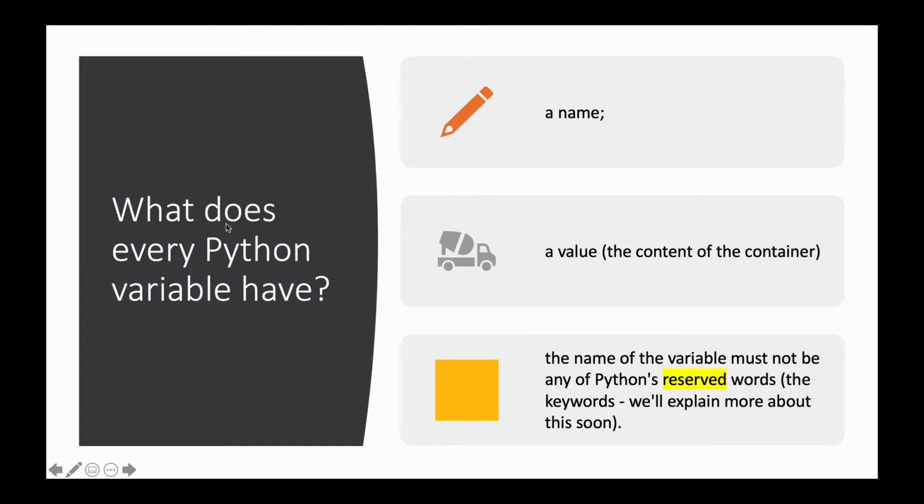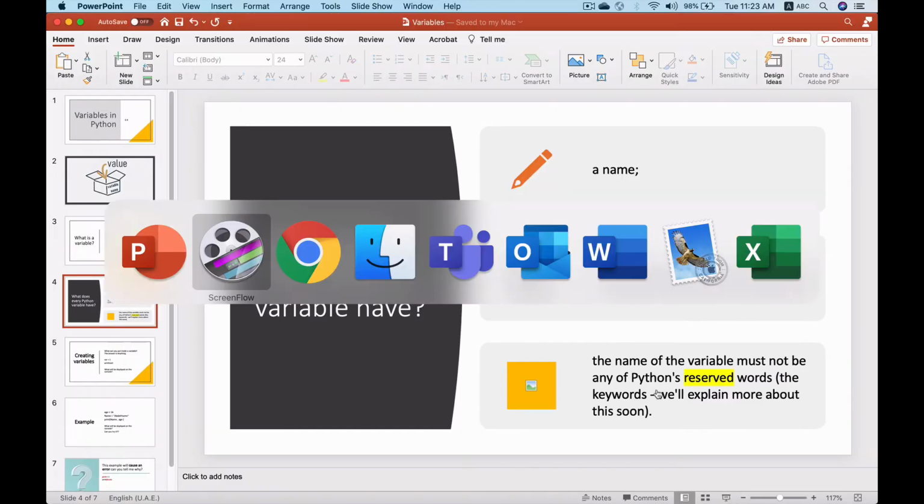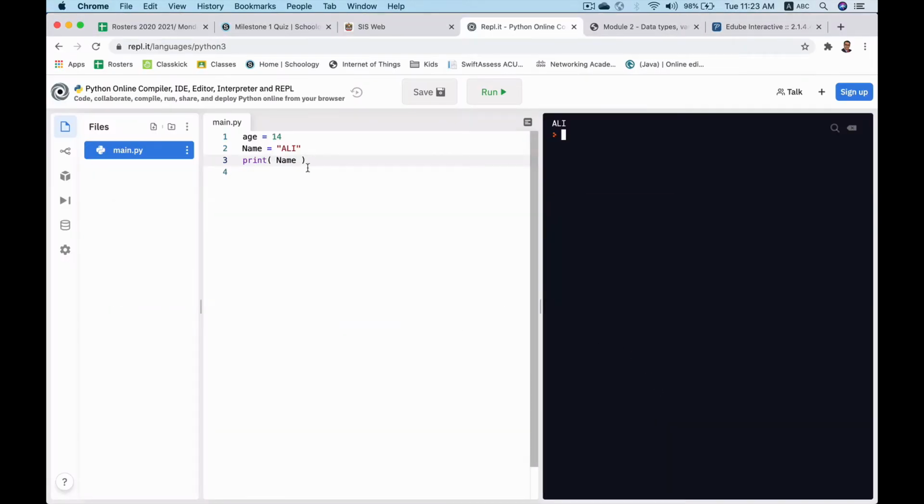If you look over here, what does every Python variable have? It has a name and a value. The value is the content of the container. That value is either a number or it's a what? It's a text, or string. Now, that name should not be a reserved word. What do we mean by reserved word? I cannot use a variable name such as print, for example. So let me start showing you some examples.